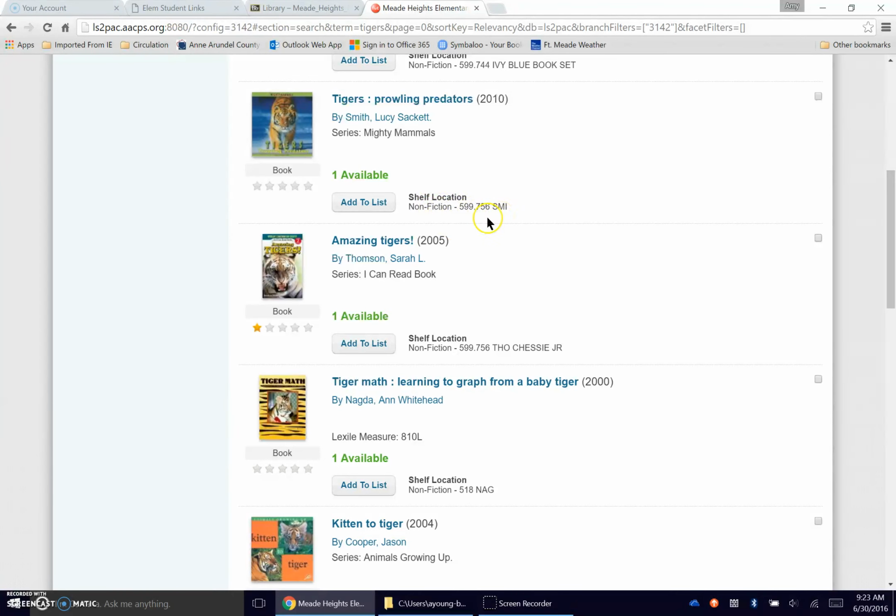599.756 SMI. That means it's on the non-fiction shelves, the big wall. This tells me what number I need to look for on the shelf. And SMI are the first 3 letters of the author's last name, so that I know if there's more than one book on the shelf with the same exact number, I know that I need to find SMI.